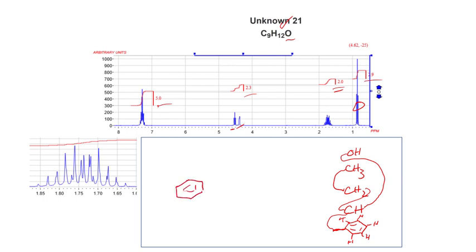Benzene ring, 5 hydrogens connected to a CH with an OH on it. Just draw one of the enantiomers here. A CH2 and a CH3. Now we need to check.